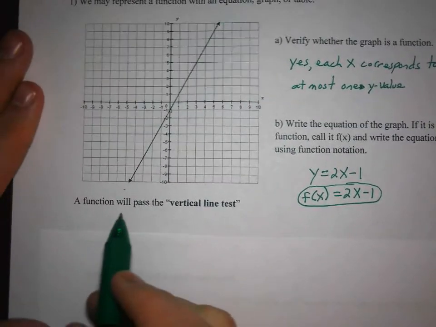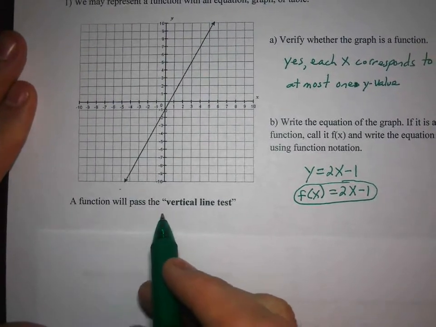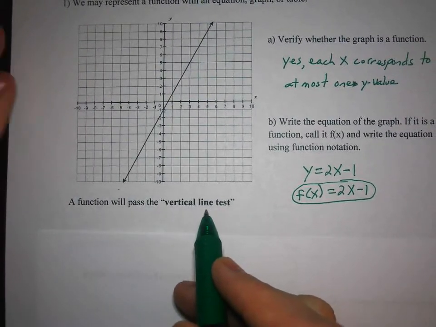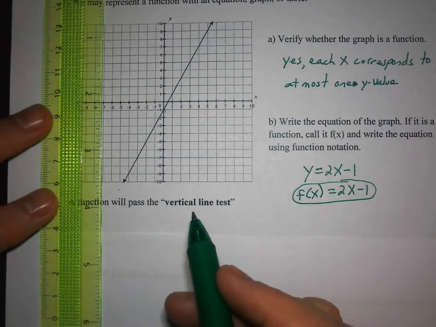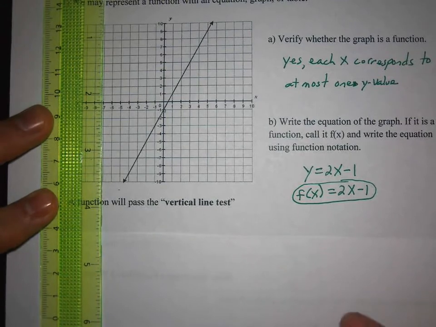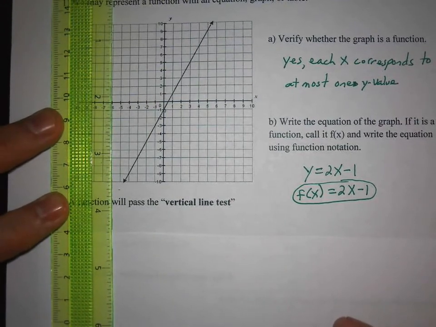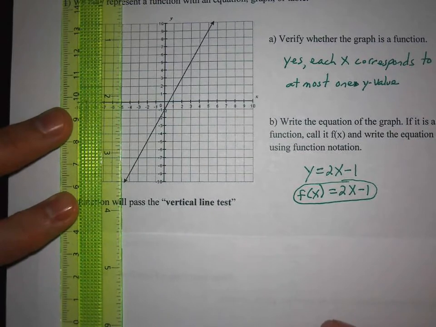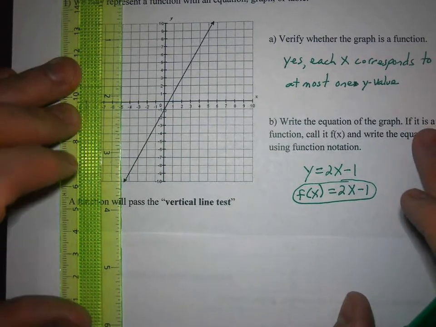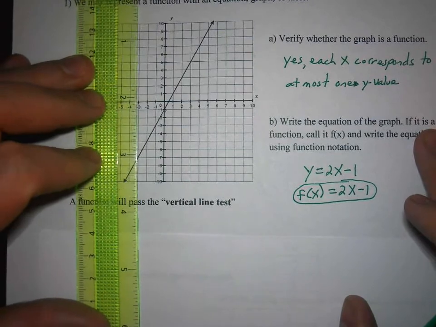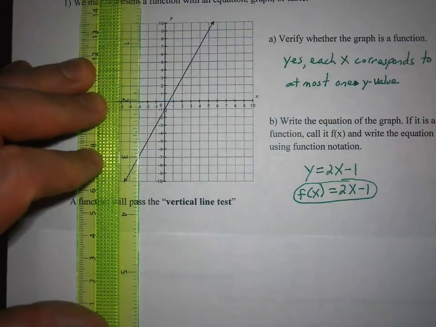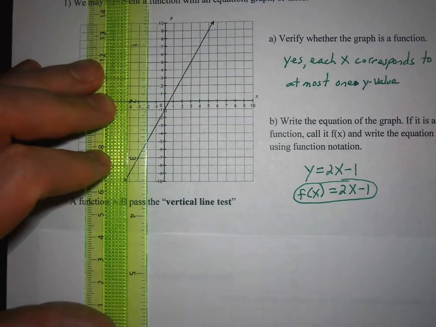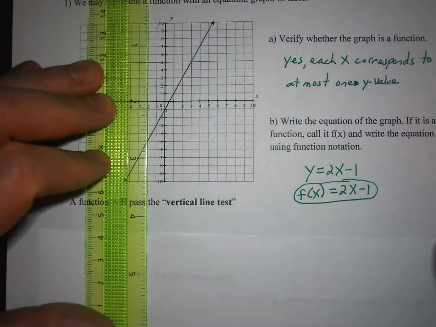Okay, I want to make a note that the function will pass the vertical line test. If you imagine a vertical line, remember a vertical line goes straight up and down. So that would be a vertical line at x equals -7, x equals -6, x equals -5, and so on. The idea there is as you slide straight across the vertical line, looking at the edge of my ruler as a vertical line, do you ever cross the graph in more than one place?